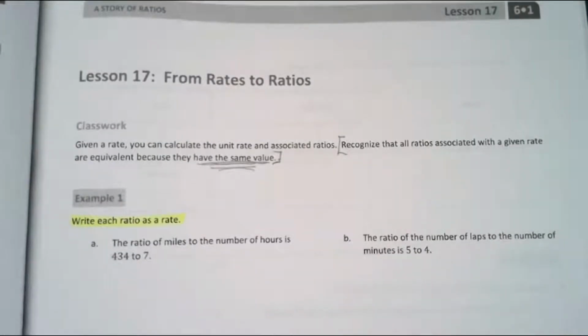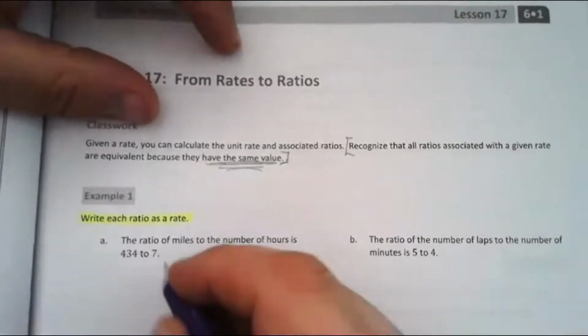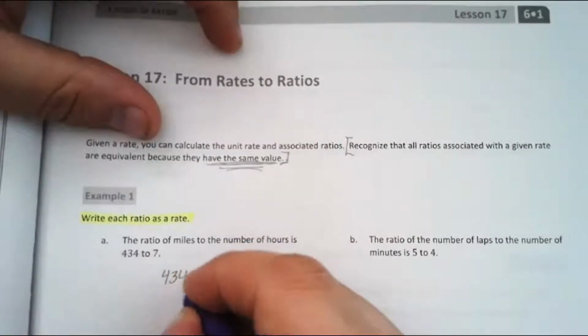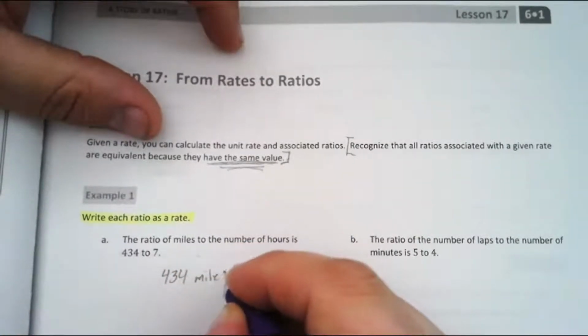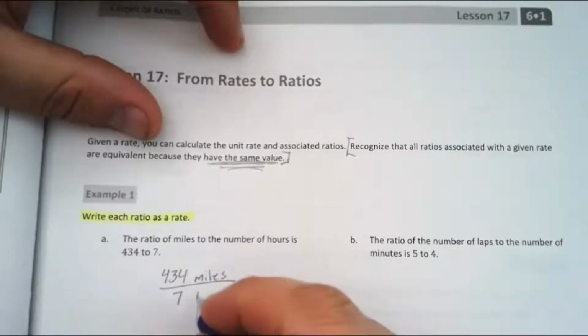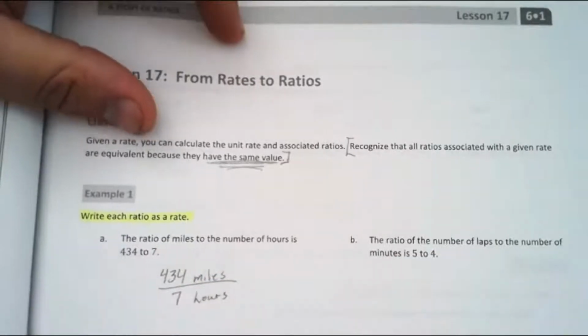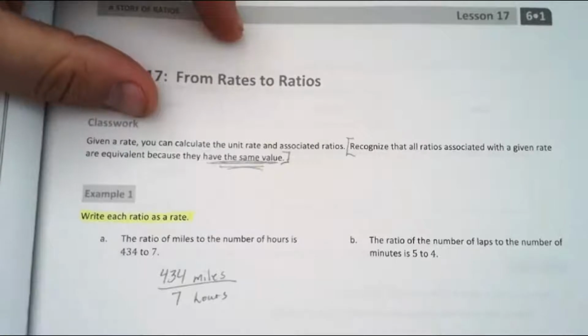All right. So we're looking at example 1. Write each ratio as a rate. The ratio of miles to the number of hours is 434 to 7. Well, let's write ourselves a rate. So we've got 434 miles over 7 hours. All right. There's our rate.